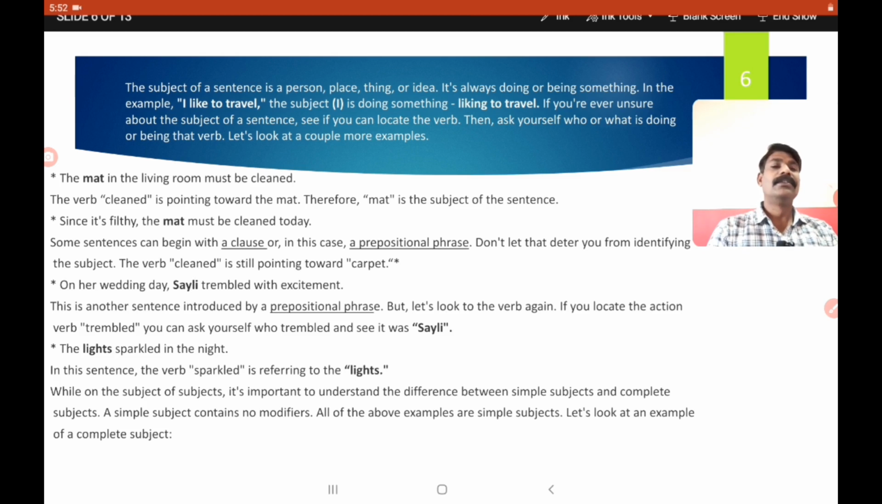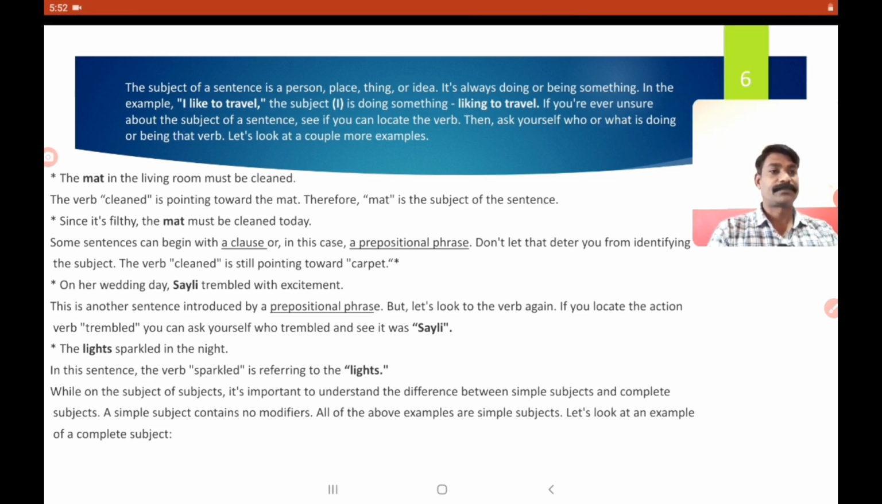Now I'm giving additional information about the subject. There are two types of subject: simple subject and modified subject, or the modifier. Let's go ahead and see that.